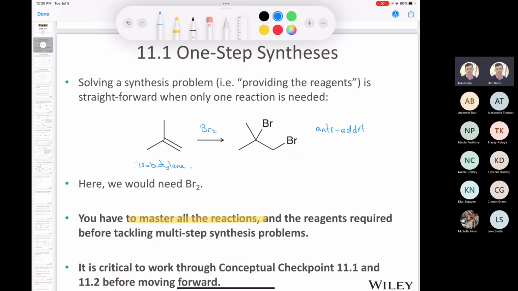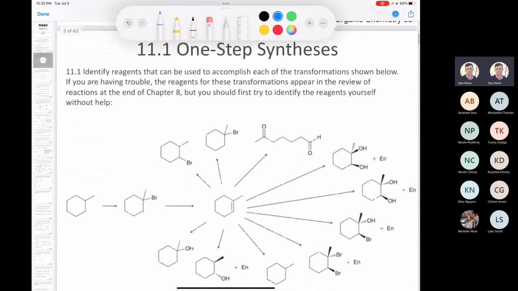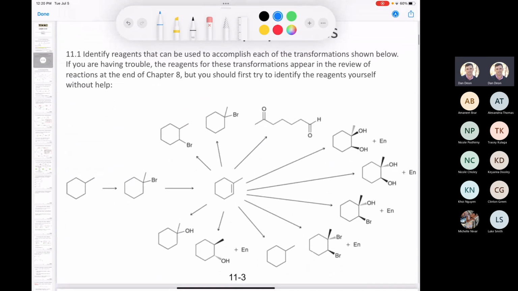It's not important here because you end up with no stereocenters in this case, but that's something that you want to know. So what that means is that you've got to know all the different reactions that we learned in this class. Now here it says, identify reagents that can be used to accomplish each of these transformations. If you're having trouble with the reagents, these reagents are going to be found in chapter 8. So all the reactions in here are chapter 8 reactions, and I just want to review them with you.